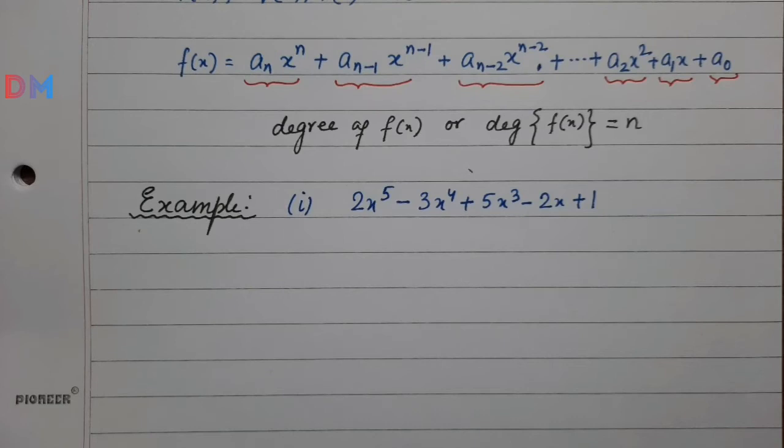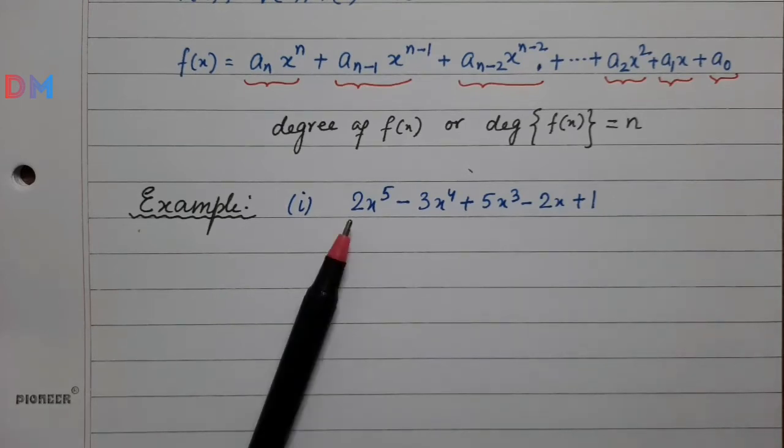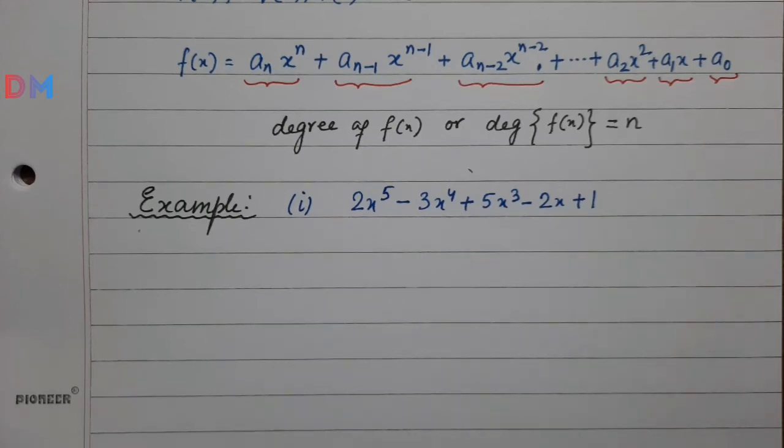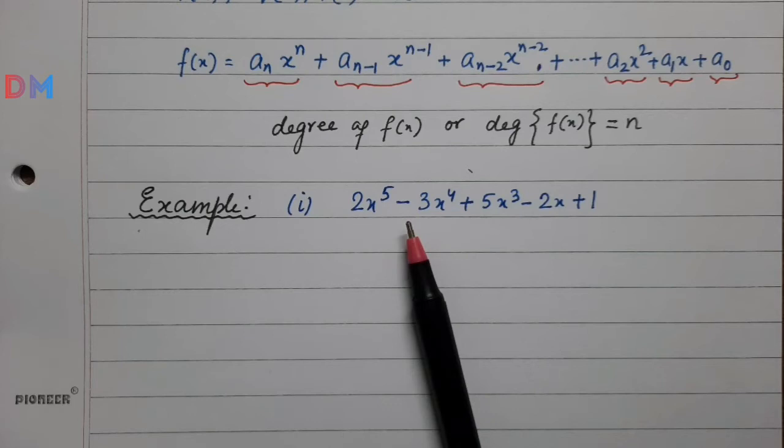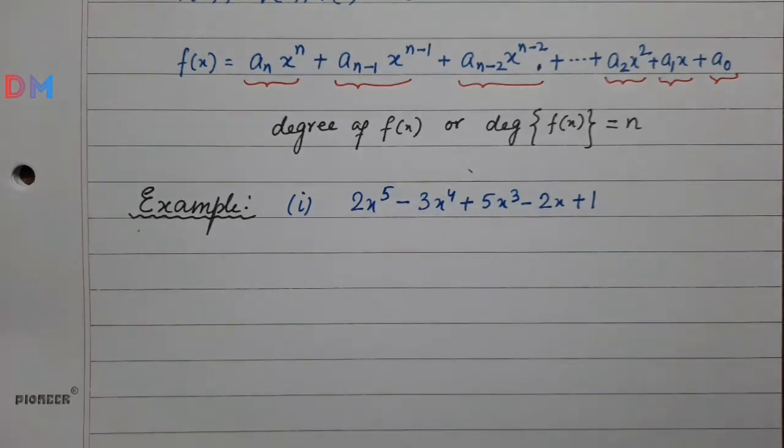Now the next question is, what is the coefficient of x to the power 5? And the answer is, the coefficient of x to the power 5 is 2. Similarly, we can ask, what is the coefficient of x to the power 4? Let's see what can be your answer. What? Did you say 3? Then I'm sorry, that will be a wrong answer. The coefficient of x to the power 4 is minus 3. You have to involve the negative sign also. And similarly, we can say that the coefficient of x cube is 5, coefficient of x is minus 2, and the constant term is 1.